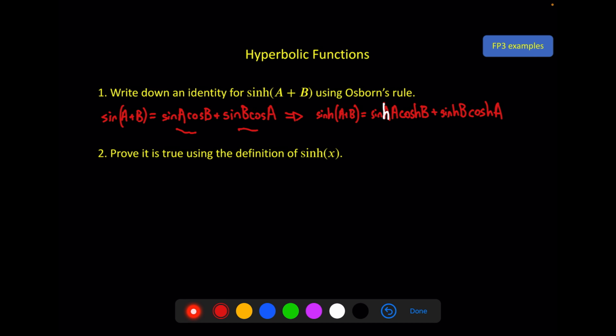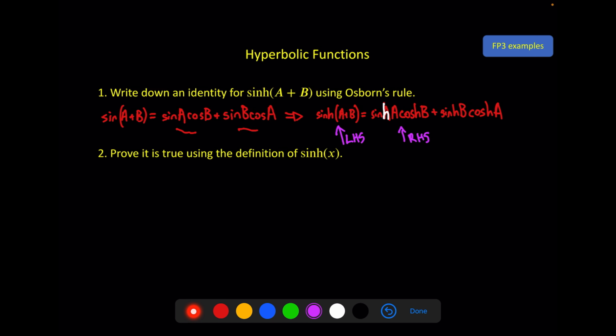But question 2 is a little harder. Prove this is true using the definition of sinh x. And this is actually quite a challenging question. If you do what would normally happen, you start with the left and make it look like the right. So what I'm actually going to do is use the definition of sinh x and the definition of cosh x, and I'm going to start with the right hand side, the more complicated one, put all the definitions in and show that it simplifies and can then be replaced with the left hand side.